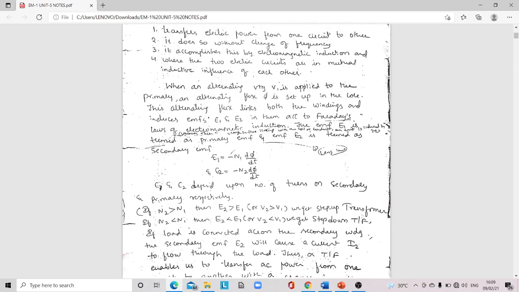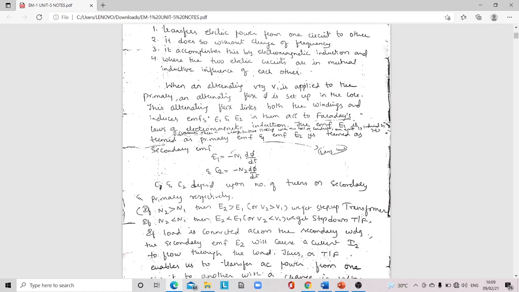So when an alternating voltage V1 is applied to the primary, alternating flux phi is set up in the core. This flux will link both the windings and induces EMFs E1 and E2, where E1 equal to minus N1 d phi by dt, E2 is equal to minus N2 d phi by dt. E1 and E2 depend upon the number of turns on primary and secondary windings respectively. If N2 is greater than N1, then E2 is greater than E1, then we are going to get a step-up transformer. N2 less than N1, E2 less than E1, V2 less than V1, step-down transformer.